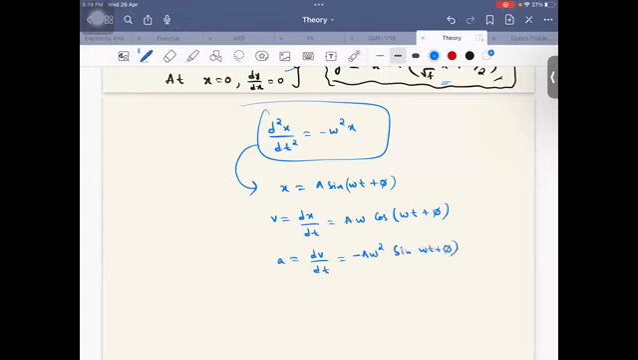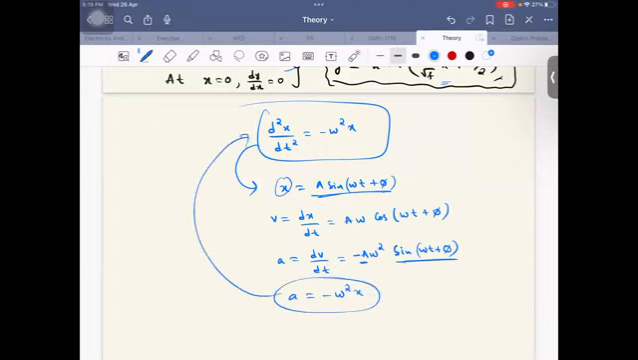Now a sin(omega t plus phi) can be replaced by x. So what I'm getting is a equal to minus omega square x. I got the same thing back, or not? So that means the general solution for this is that x will do SHM with respect to time, x equal to a sin(omega t plus phi).